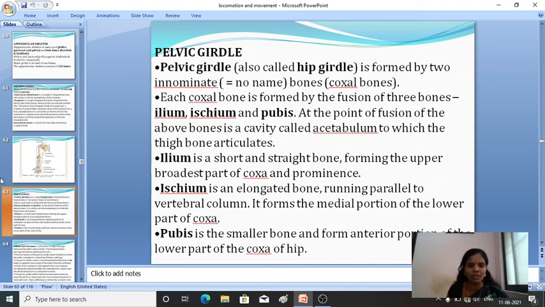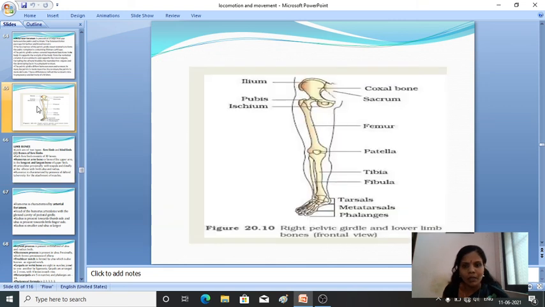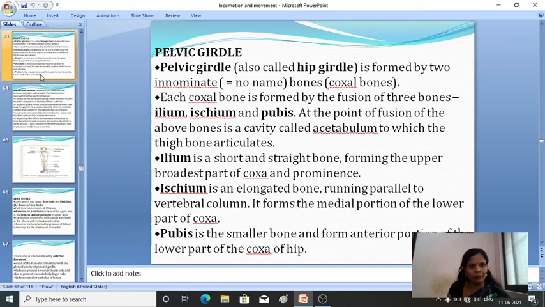Fine. Ilium, ischium, and the pubis. So here you can say this is the short and broadest part of the coxal bone, the ilium, and this is the pubis and ischium bones, lower to the coxa region. Right. This is clear. Ilium, pubis, and ischium, these are the pelvic girdle bones.